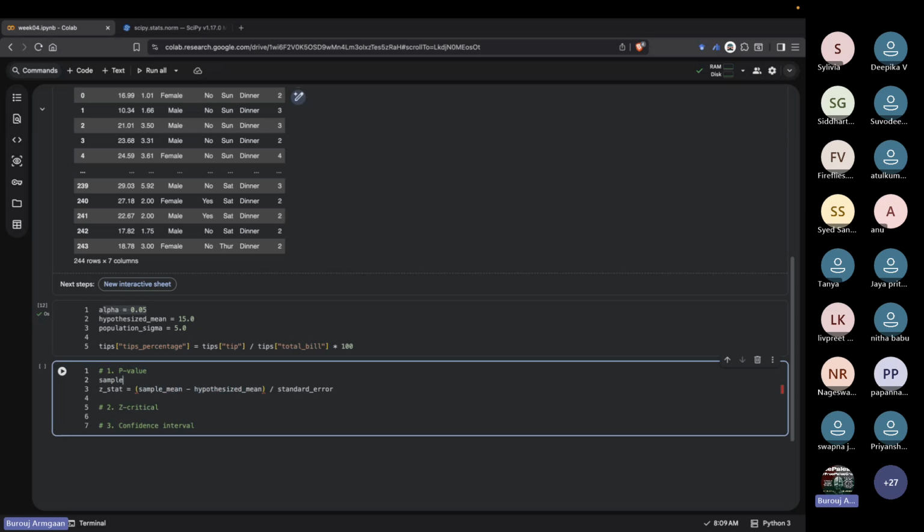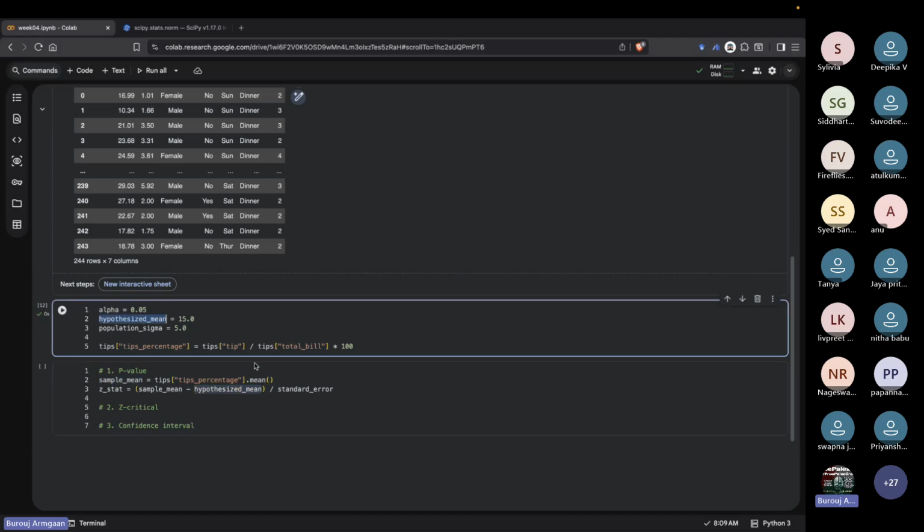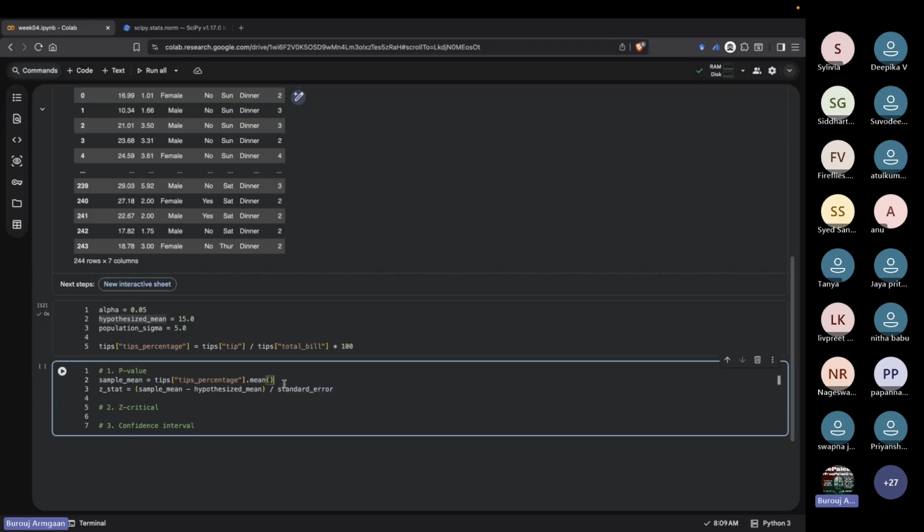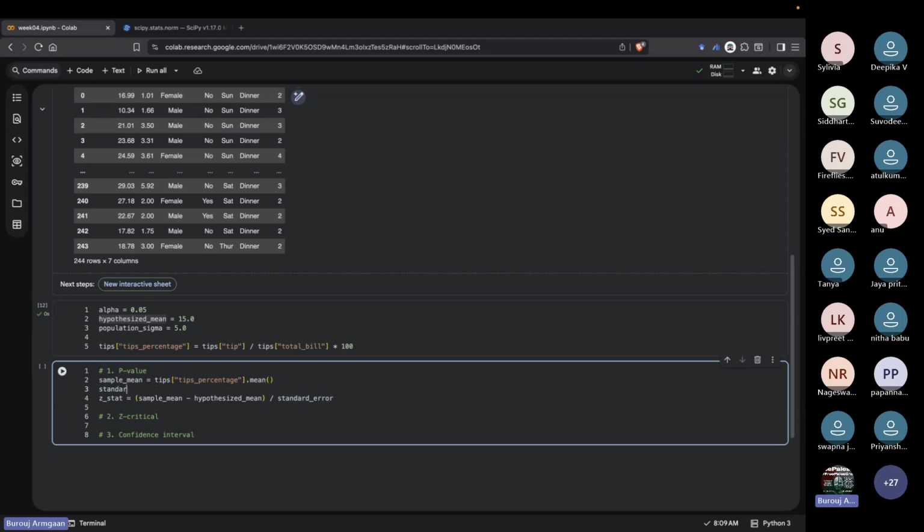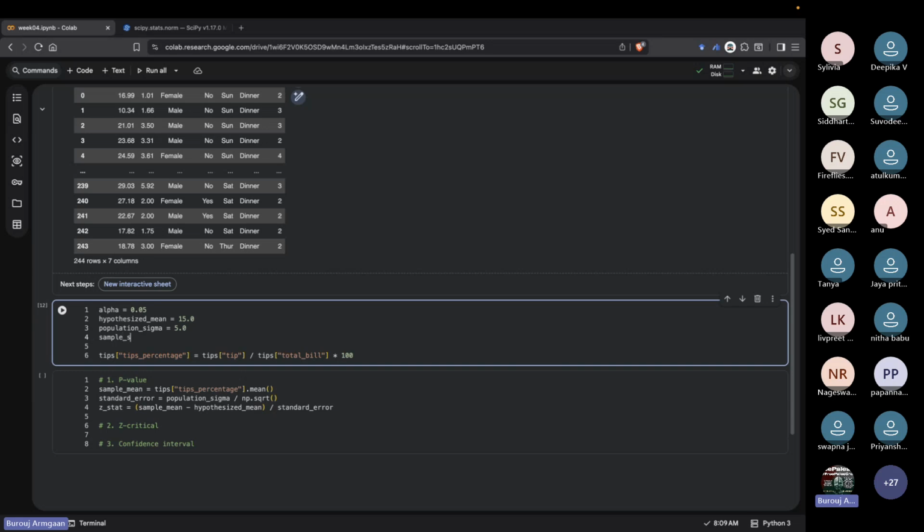To compute these, we have the sample mean as tips tip_percentage dot mean. This is our sample mean. Then we have the hypothesized mean, which we already have. Then we have to calculate the standard error. Our standard error would be the population sigma divided by the square root of our sample size. We should maybe also write sample size here.